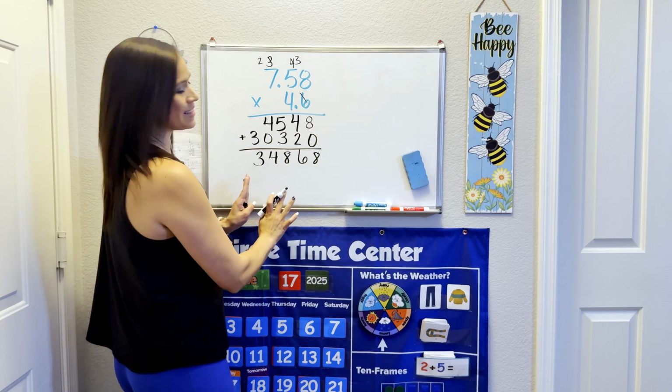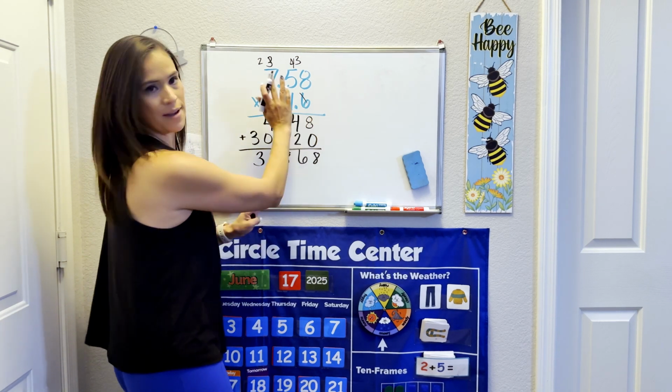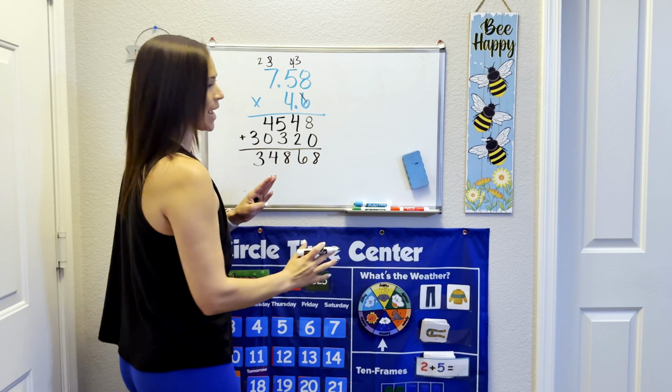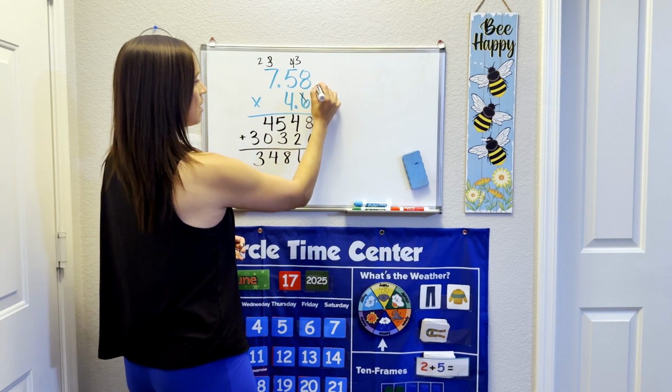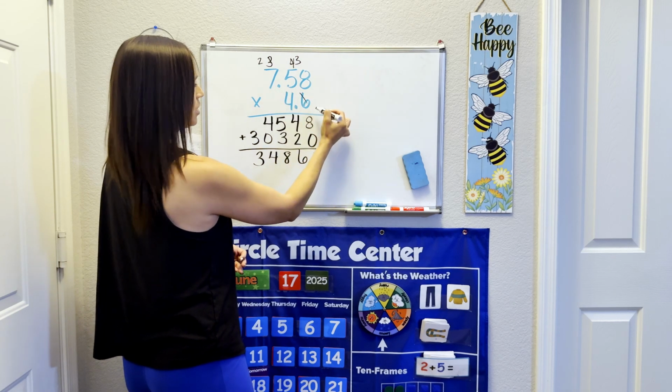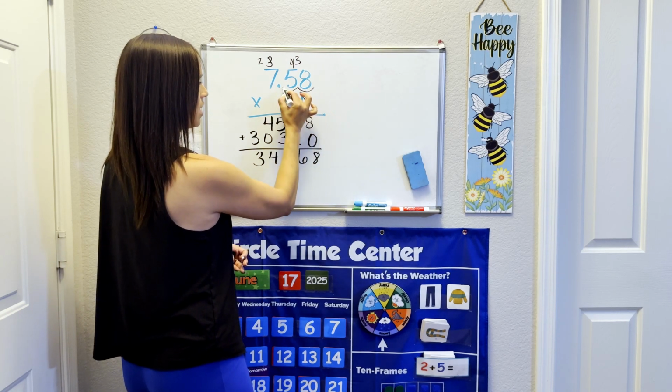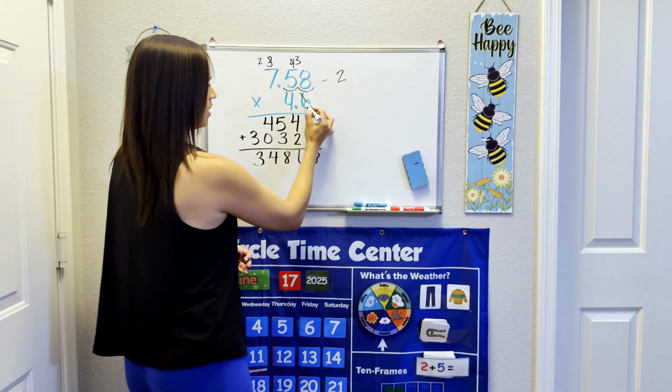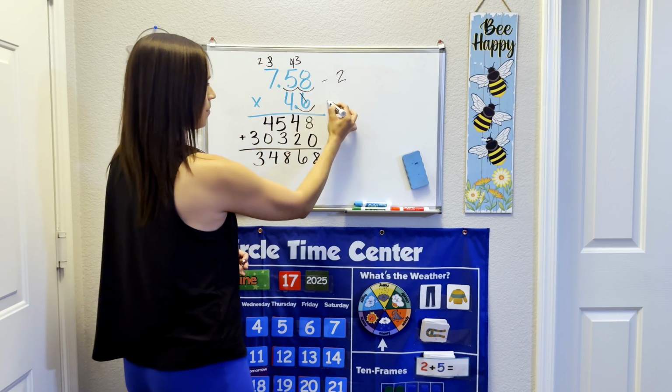But now we can't stop there. That's not our final answer because we still have our decimal places. We now need to work back in. So you want to take how many spaces it came from a whole to the decimal for each number. So this one it took 2 jumps. This one it took 1 jump.